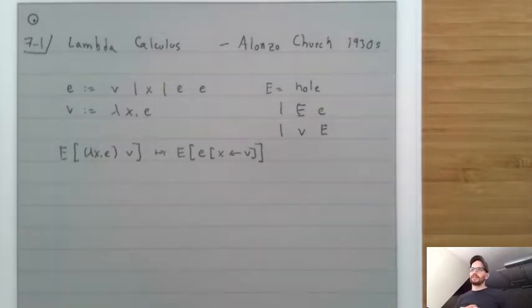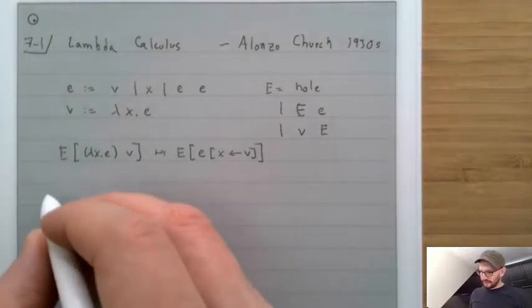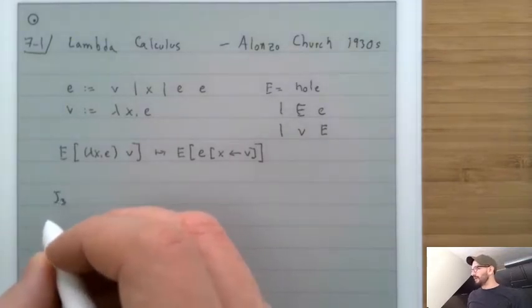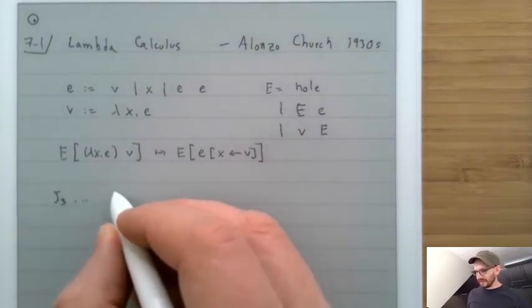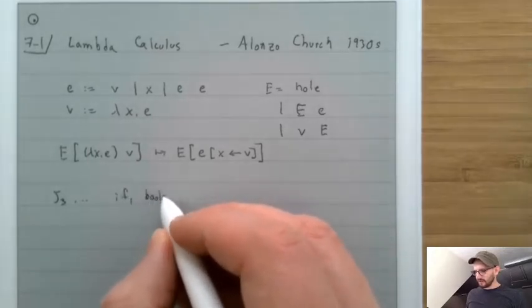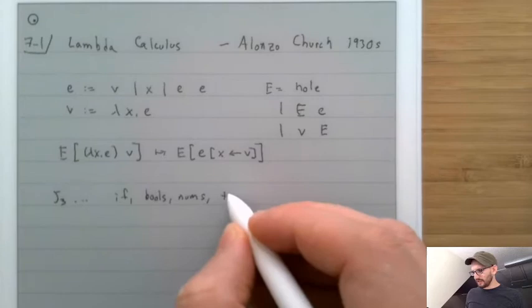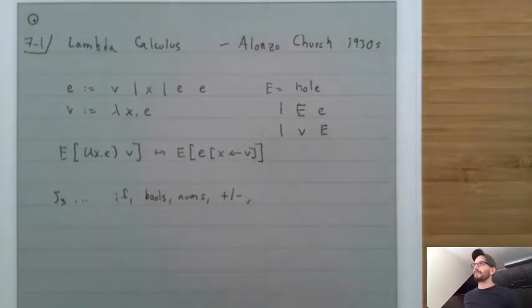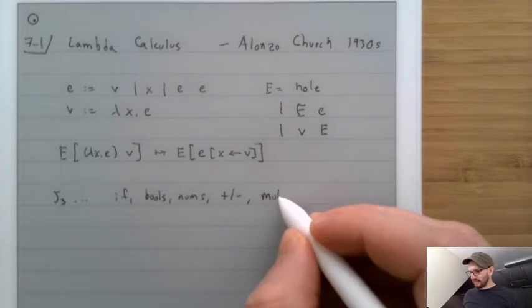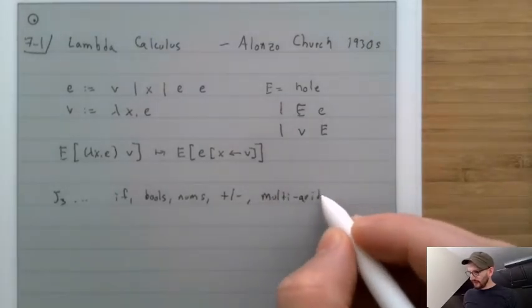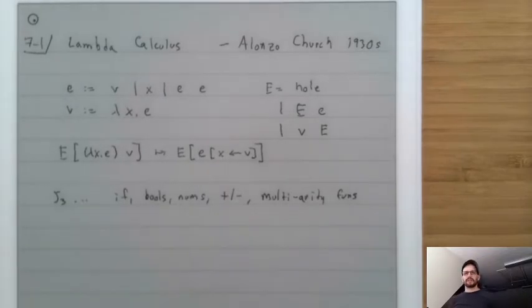Now it turns out that all of the things that we've done so far can actually be represented inside of the Lambda Calculus. You may say to yourself, that seems strange because our language is so much bigger. Our language, J3, has if statements, it has bools, it has numbers, it has operations like plus and subtract and so on. And it has multi-arity functions. Now the thing that's remarkable about the Lambda Calculus is that it actually contains all of these features.